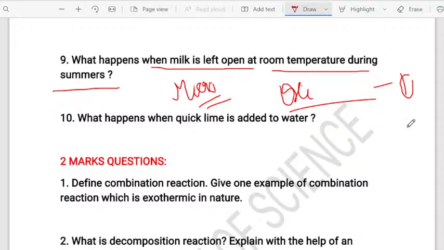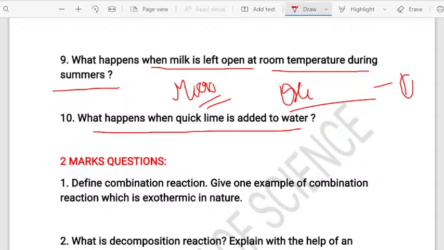Yes, fine. So now let us go for the next question. What happens when quick lime is added to water? I have repeatedly told you in the crash course what quick lime is. My question is, what happens when quick lime is added to water?